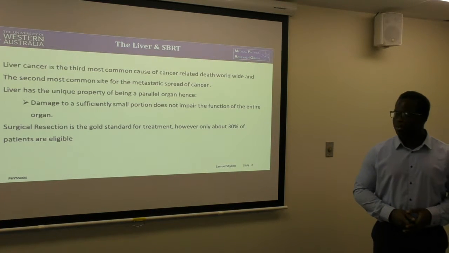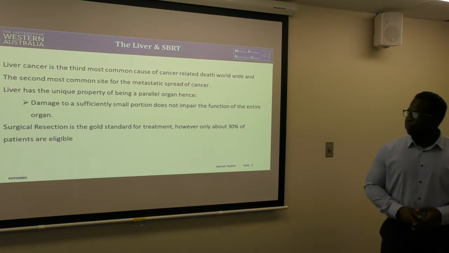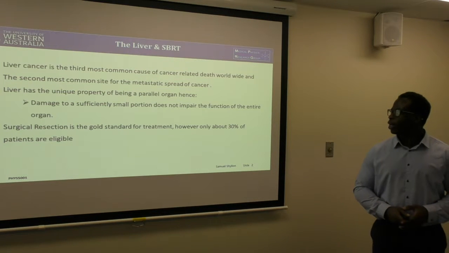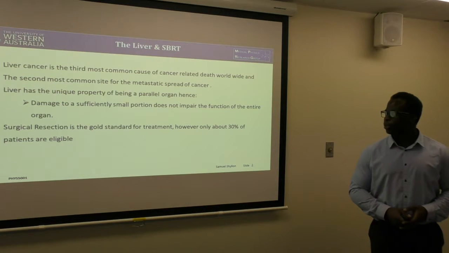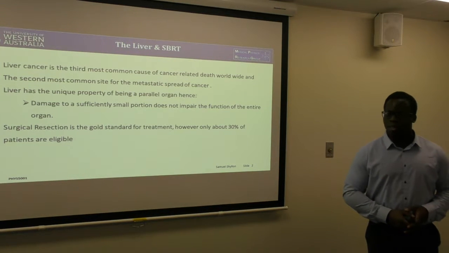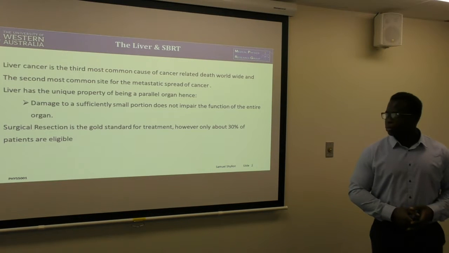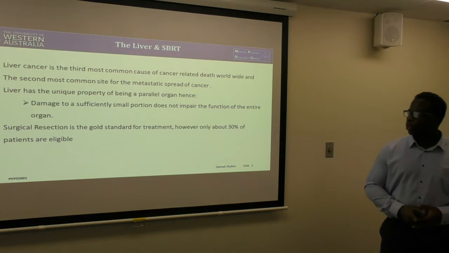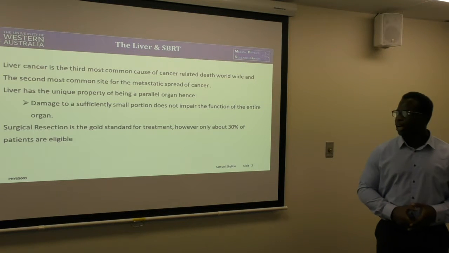So, what is SBRT and why do we need it for the liver? Liver cancer is the third most common cause of cancer-related deaths worldwide, and the second most common site for the metastatic spread of cancer. And the liver has the unique property of being a parallel organ. This means that damage to a sufficiently small portion does not impair the function of the entire organ.